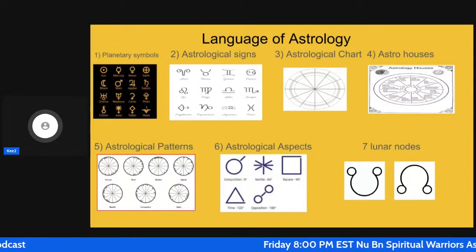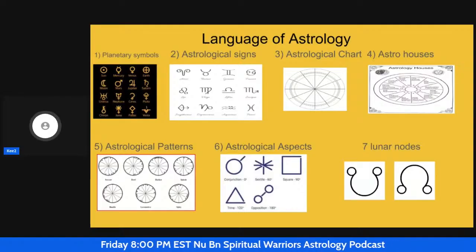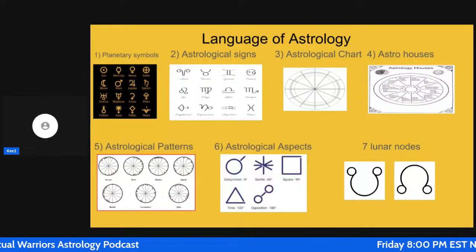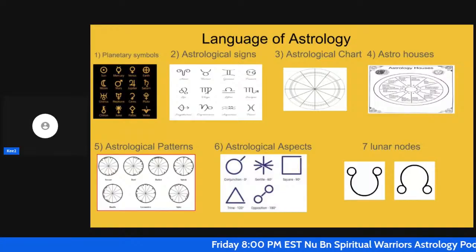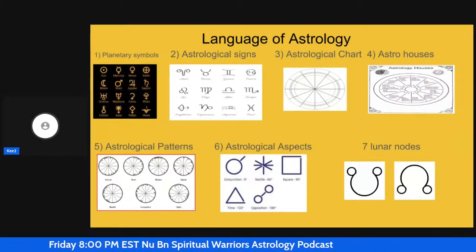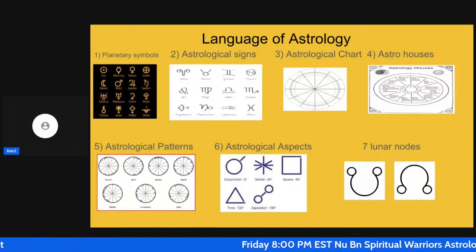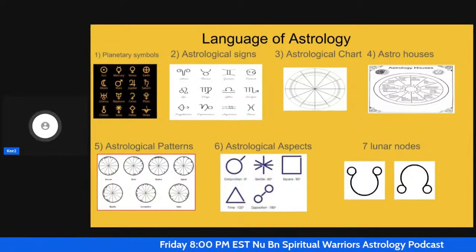Then we go to the lunar nodes. The first one you see is the south node. The south node indicates your past life experiences and understandings. The second one to the right is the north node. The north node indicates what is your mission for this lifetime? What are you supposed to be doing for this lifetime? See, so that's the south and north node.